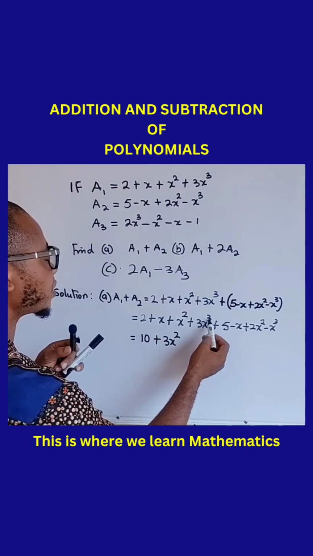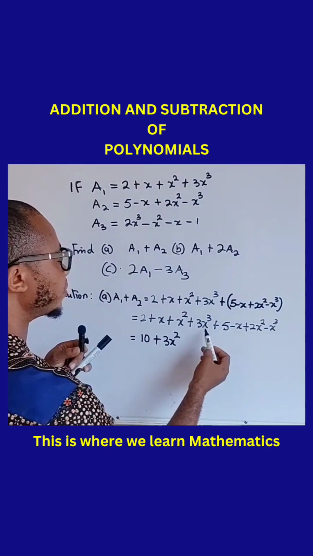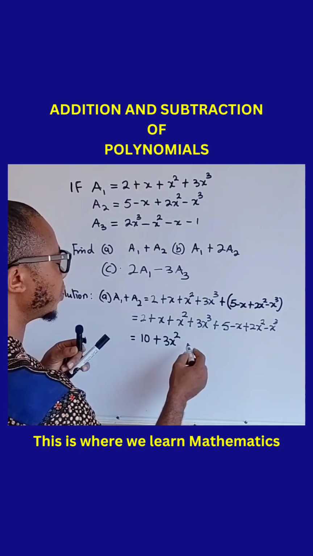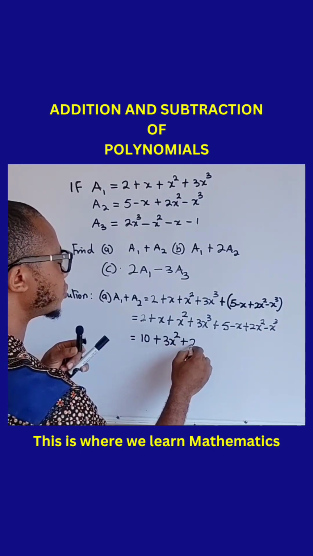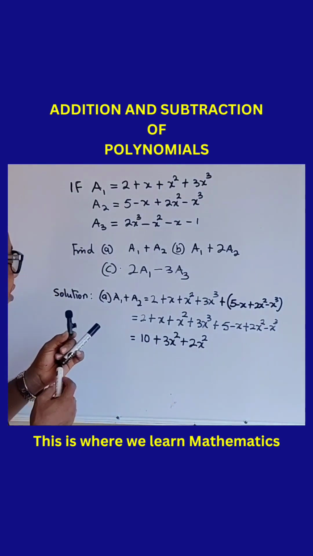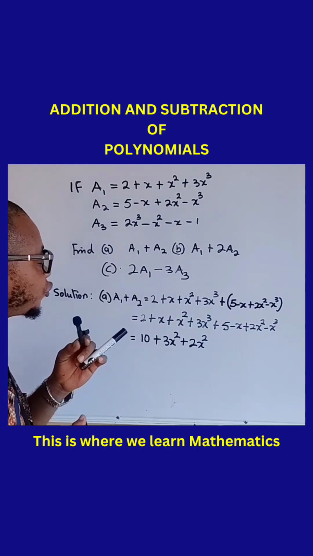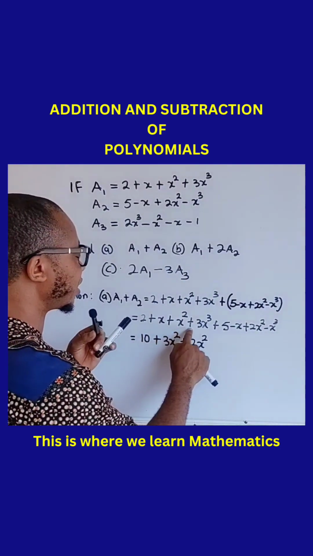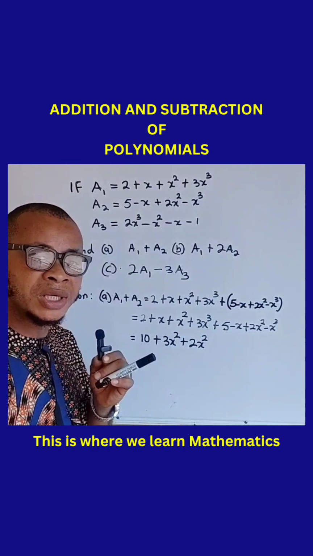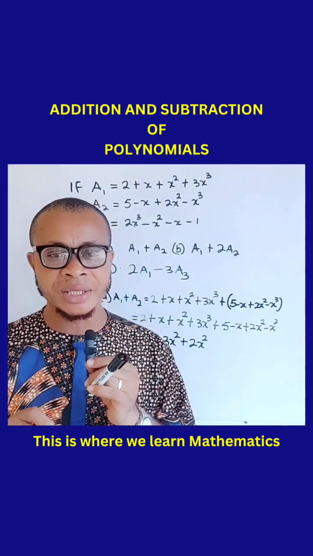Then we go to x cubed. We have 3x cubed here, and then we have minus x cubed. 3x cubed minus x cubed will give us plus 2x cubed. And this becomes the answer to the first question. While doing this, you have to be very careful while collecting like terms. Please always be very careful so that you do not omit any term.